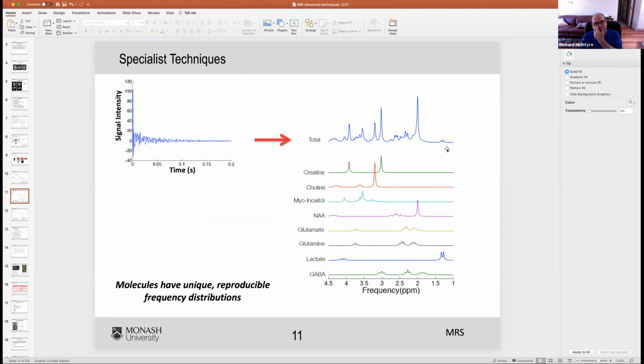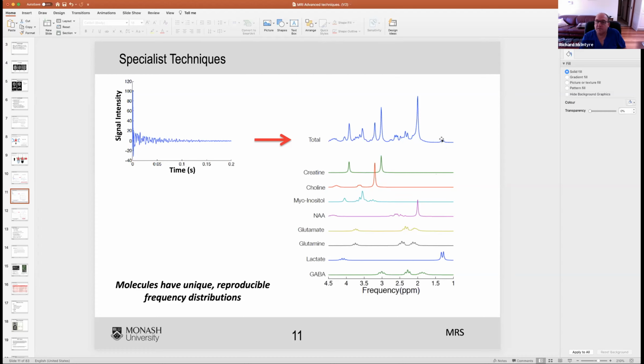Well, we can see that here, 1.3 parts per million. And we know that's lactic acid because there's what's called a doublet, or a little twin peak there. And we know that's characteristic of lactic acid.